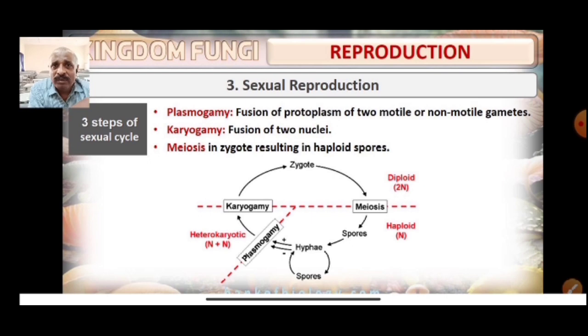In the beginning we saw asexual reproduction. Asexual reproduction is of three kinds: by vegetative propagation, and asexual reproduction.